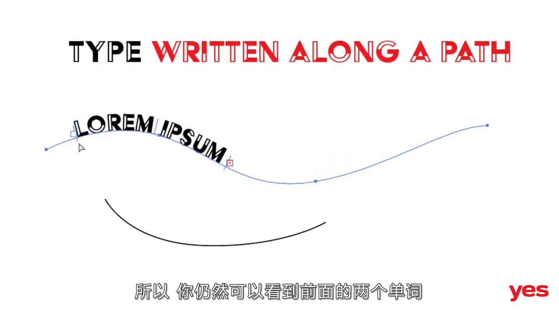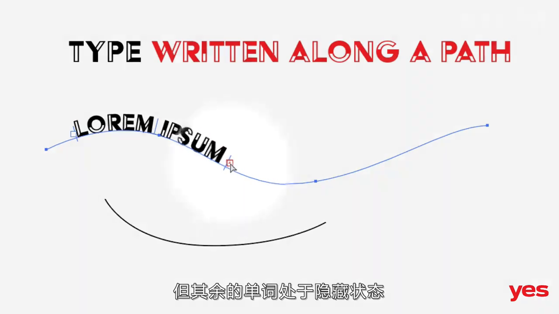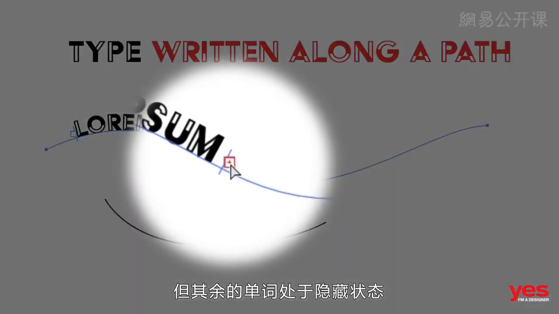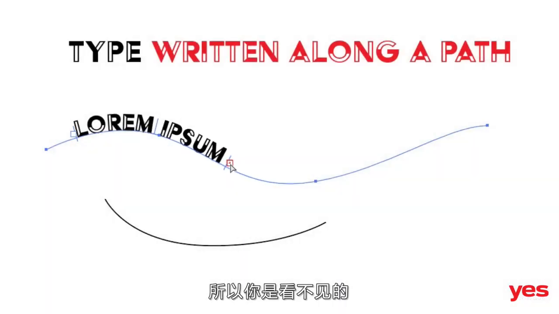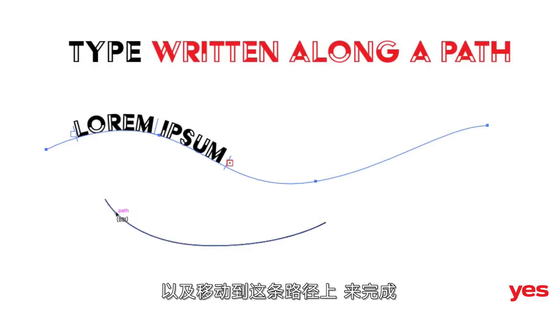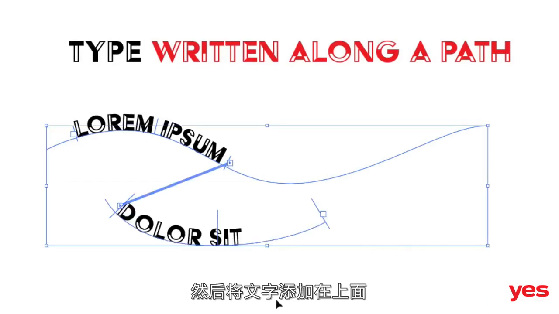So you will see that the first two words are still visible, but the rest is now in overflow state. So they are not visible. And this is something we talked about, the threading of text. I can actually do that by clicking on that red plus and come over onto this path here and add them in there. So that would be two paths, and the text is connected by using a threading.